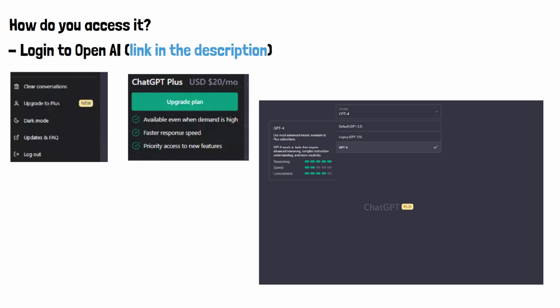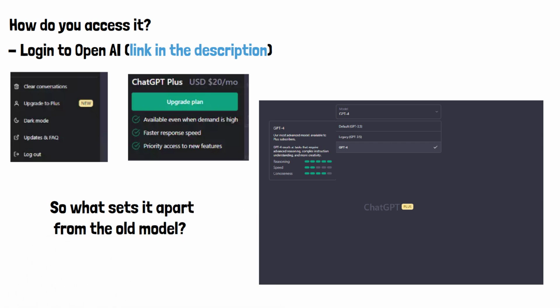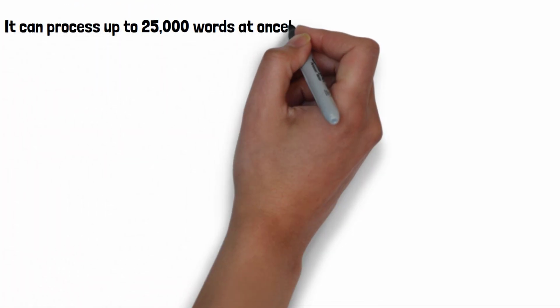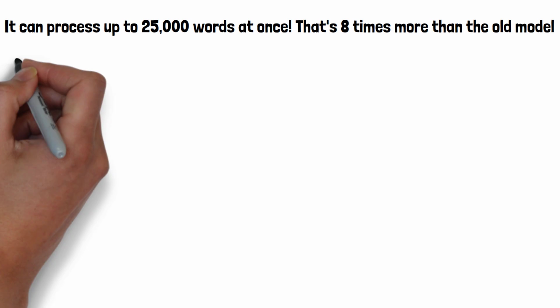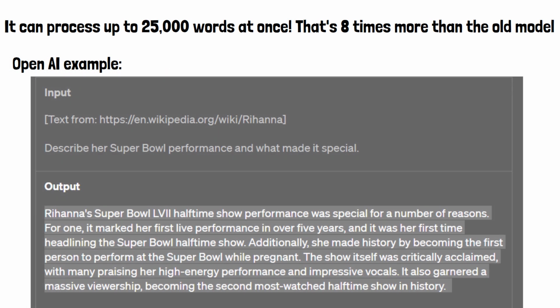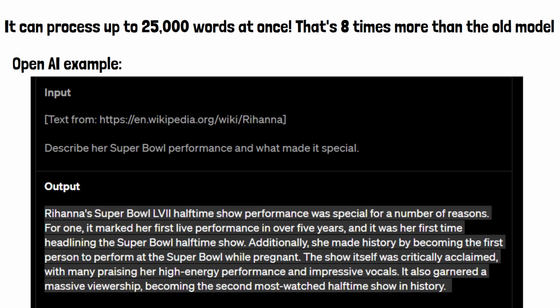So what sets it apart from the old model? To start with, it can process up to 25,000 words at once. That's 8 times more than the old model. Most users likely won't need to go anywhere near that limit, but it could prove useful when trying to analyze large volumes of text or perhaps even entire books. In OpenAI's example, they have asked it to describe Rihanna's Superbowl performance and what made it special. To give it context, they have linked the entire Wikipedia article on it. Pause the video here if you'd like to read the whole response in detail.